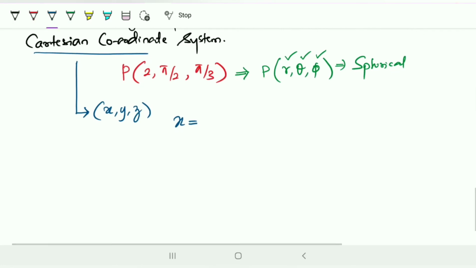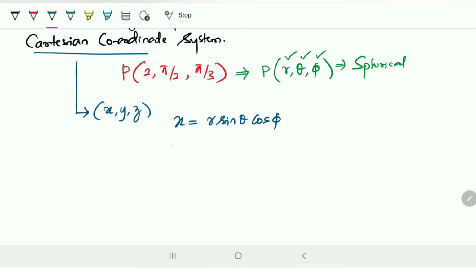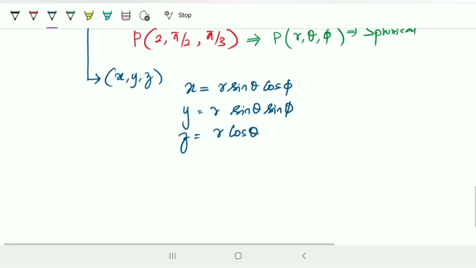So x is represented as r sin theta cos phi, and y is given as r sin theta sin phi, and z is given as r cos theta. Okay, so now you have identified the problem by having the given data and also the formula which you need to find. Now let us start our solution.